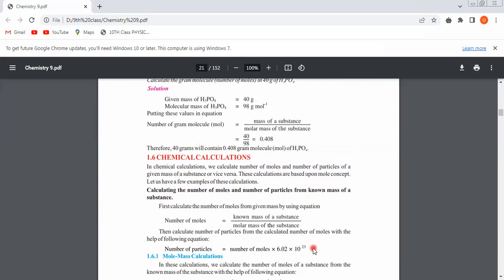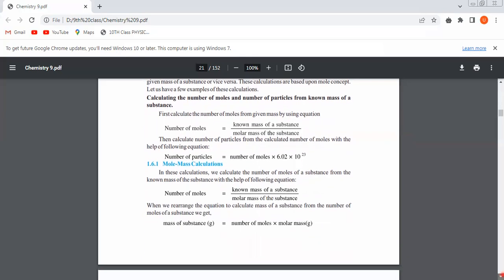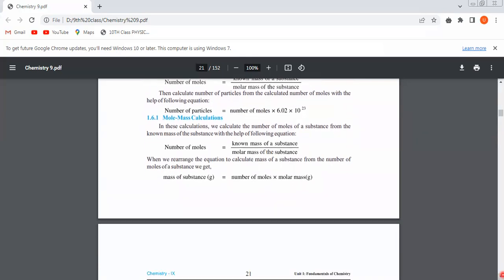Mole-mass calculation. In this calculation, we calculate the number of moles of a substance from the mass of the substance with the help of the following equation: number of moles = mass of a substance divided by molar mass of the substance. When we rearrange the equation to calculate the mass of a substance from the number of moles, we get mass of a substance in gram = number of moles multiplied by molar mass in gram.